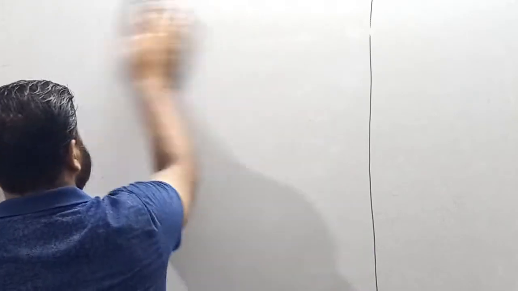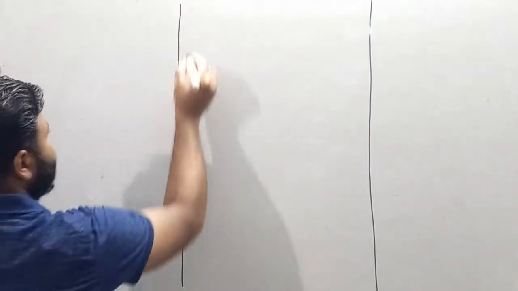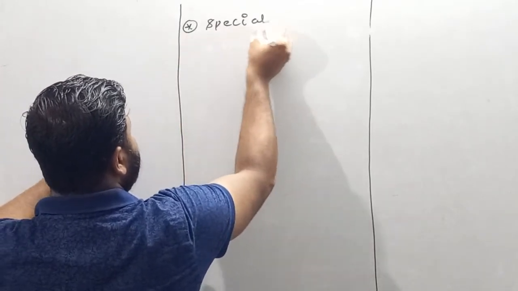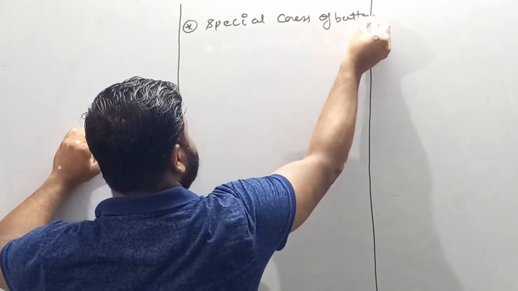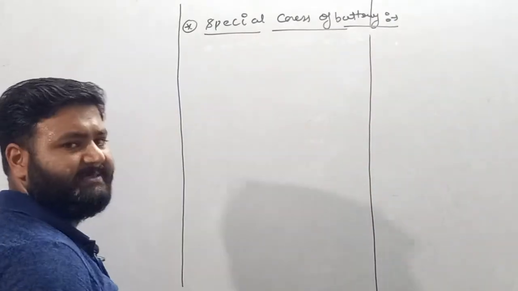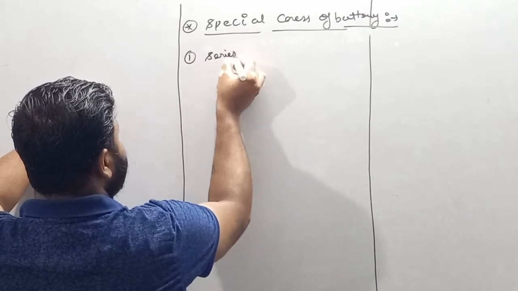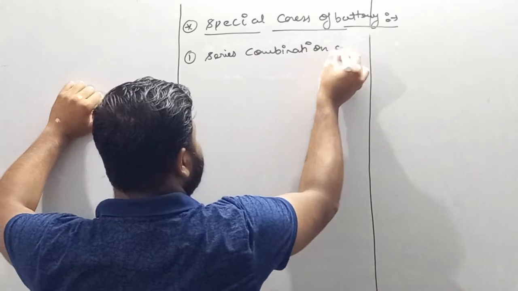Special cases of battery. As I already told you, batteries are combined in two different forms. First we'll discuss the series combination of battery. So write down, the first special case is for series combination of battery.